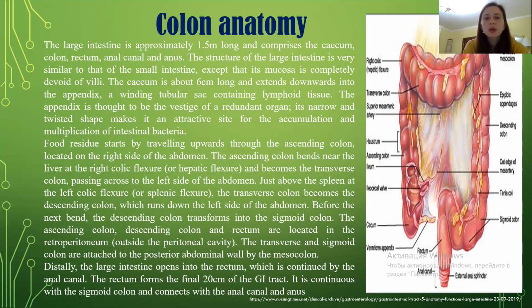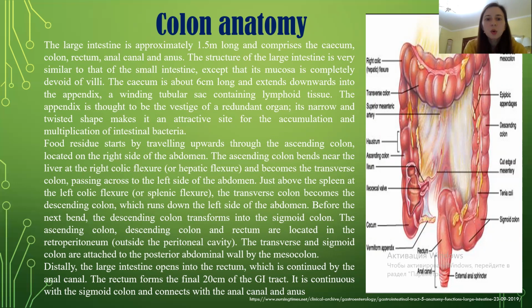Food residue starts by traveling upwards through the ascending colon, located on the right side of the abdomen. The ascending colon bends near the liver at the right colic flexure and becomes the transverse colon, passing across to the left side of the abdomen. Just above the spleen, at the left colic flexure, the transverse colon becomes the descending colon, which runs down the left side of the abdomen. Before the next bend, the descending colon transforms into the sigmoid colon.